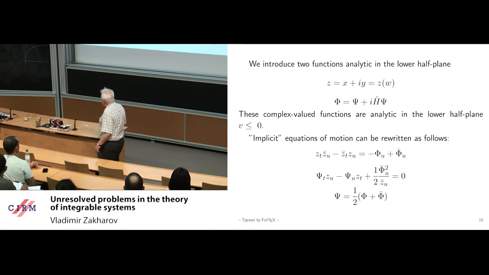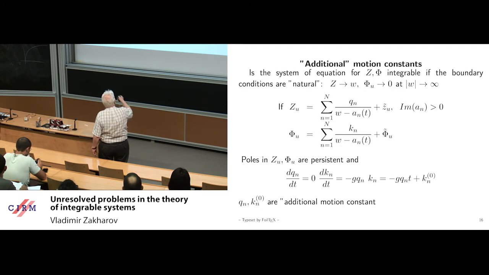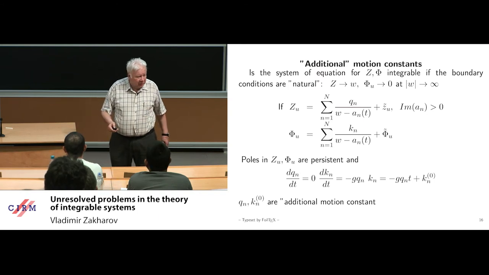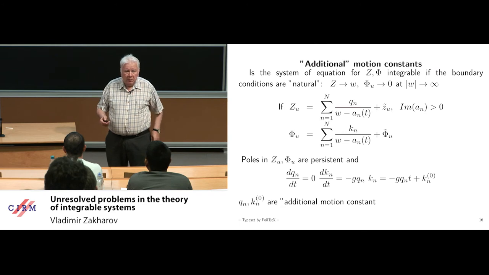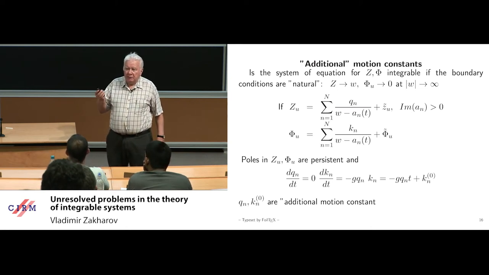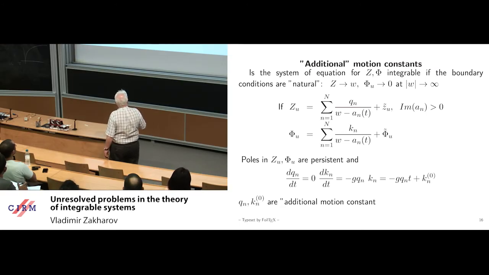And in fact, if you look for your solution in the following form, for the zero derivative it's just a rational function plus some addition, and for phi, the potential velocity, it is also such, then these q are constants of motion, and these k and r are linear functions of time in the presence of gravity. The question is whether the number of these constants of motion is enough for integrability. That's an open question.